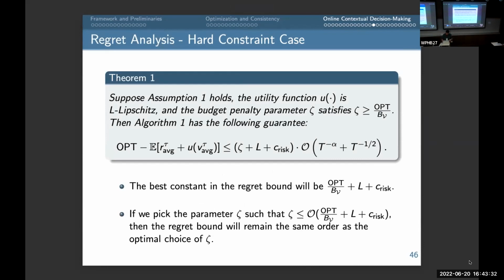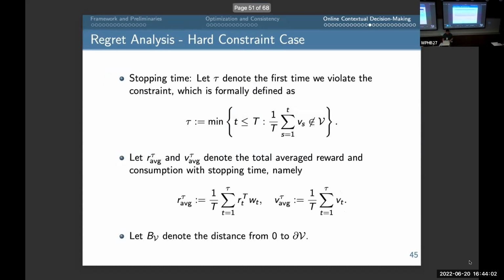So the constant is the budget parameter plus the Lipschitz constant of the utility plus this C risk constant, which comes from our learning guarantee assumption, times two terms. One term depends on the speed of the learning process, that depends on the structure of the surrogate loss function, and another term which is O of t to the minus 1/2, 1 over square root of t, which is really the regret from online mirror descent. So basically our analysis is all about decomposing the regret into these two different types.